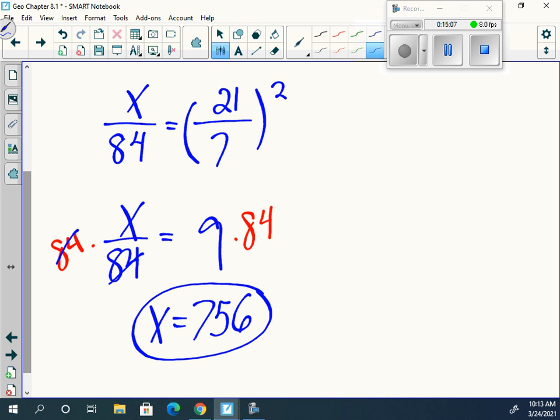756. So it wasn't because 84 times 3 won't give us 756. It's actually multiplied by 9. Yes. Because what did we do with the side lengths? We squared it, yes? Which means, well, 21 over 7 is our scale factor, correct?